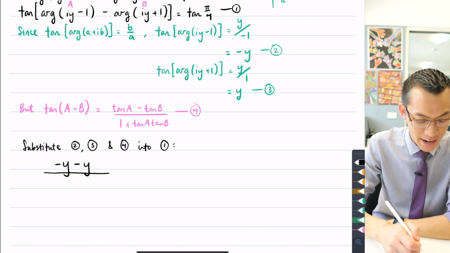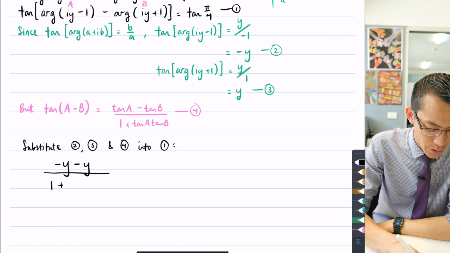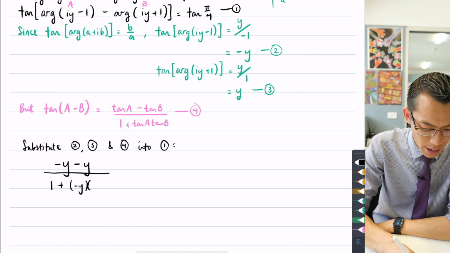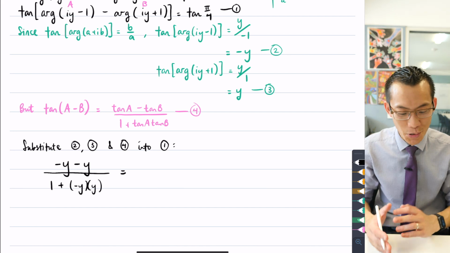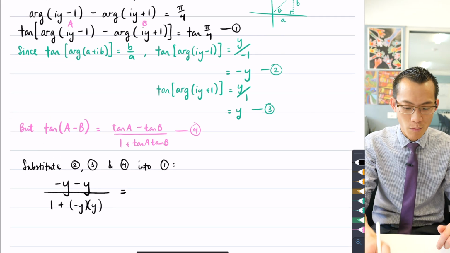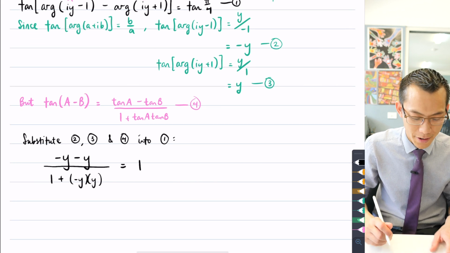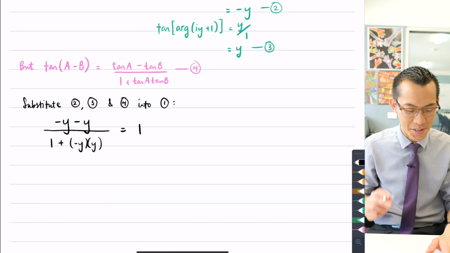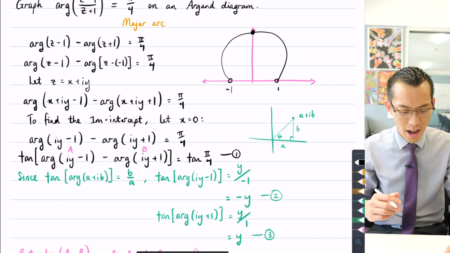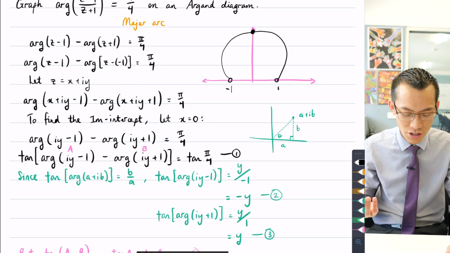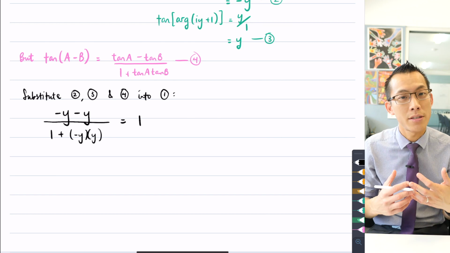On the left-hand side, I'm still doing the denominator here. I've got 1 plus tan A tan B, which we've just noticed is minus y times y. All right, that's the left-hand side. I've used 2, 3, and 4 in order to do this. And on the right-hand side, I've just got tan of pi on 4, which is a nice exact angle. That is just 1. All right, so we've done a huge amount of work here, right? We have gotten rid of all of the complex stuff, all of the arg notation, and I have something which I am able to evaluate just in Cartesian terms.